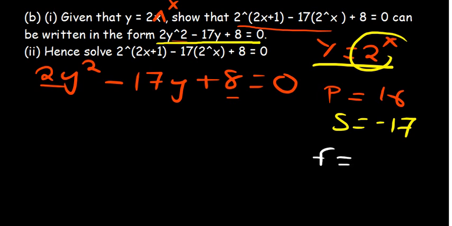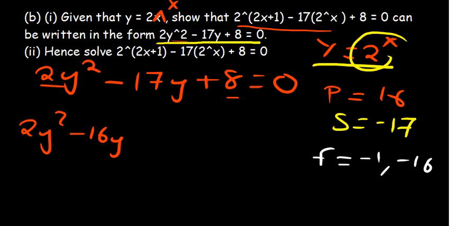What numbers can we multiply to give us 16 and add to give us negative 17? It's negative 1 and negative 16. So we have 2y squared minus 16y minus y plus 8 is equal to 0. We substitute the middle part. If you don't know that, check out my video on factorization.